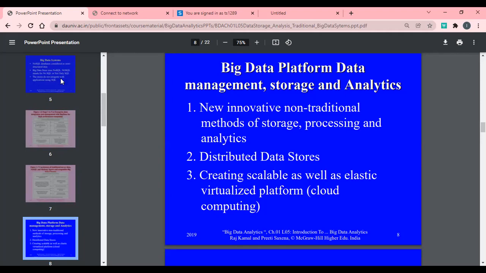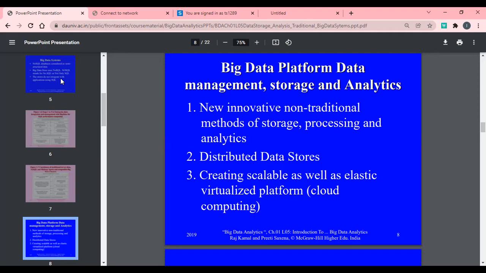Next, we go to the big data platform: data management, storage, and analytics. Now, innovative non-traditional methods for storage and processing analytics. In the traditional method, we use SQL servers. The new innovative non-traditional method is used for big data analytics.